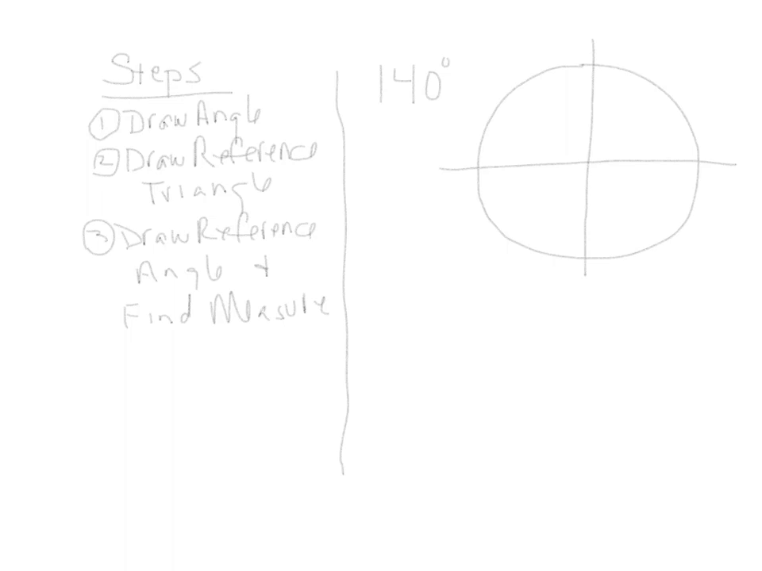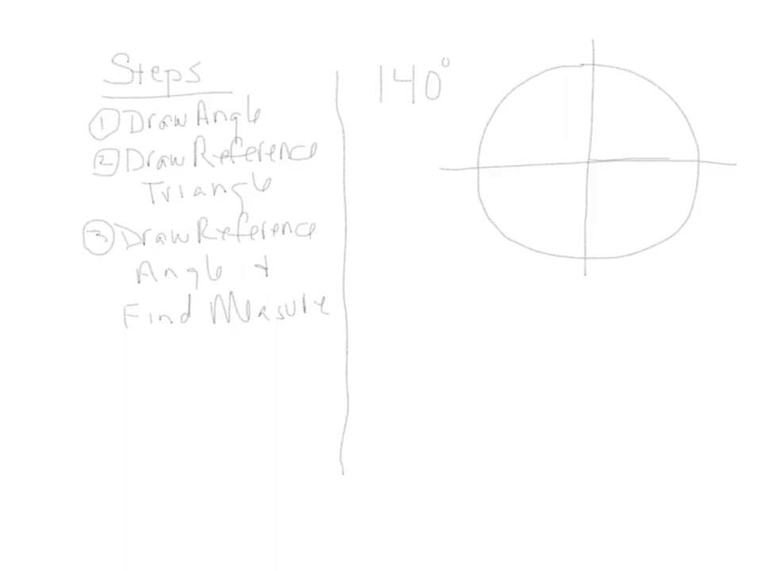You can read through the steps. We can see that we're going to have to draw the angle first, then we'll draw a reference triangle, and then we'll find the measure of that reference angle. We can work through a few examples here so you can get the idea how to do this. We begin with 140 degrees. We want to know what is the reference angle for 140 degrees.